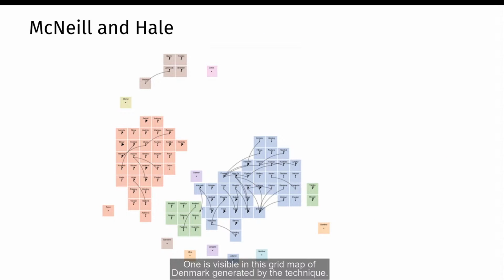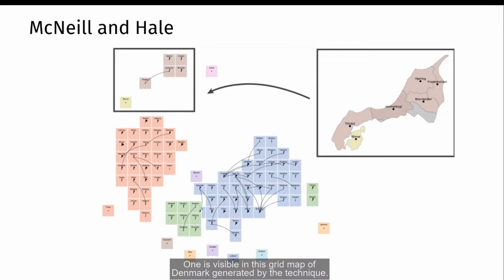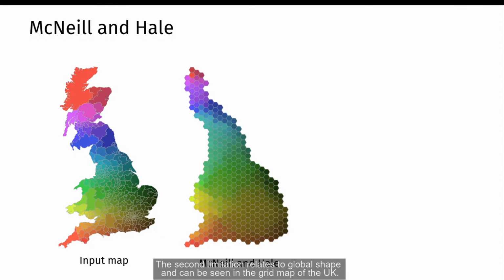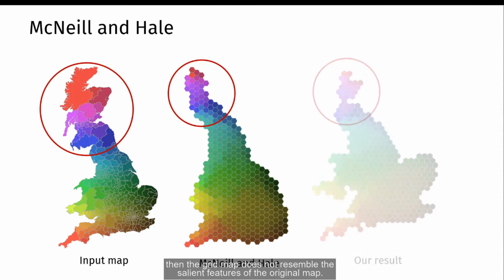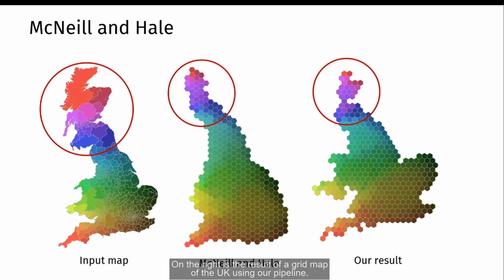One is visible in this grid map of Denmark generated by the technique. If you look at the highlighted region, it's discontiguous, giving the idea that there are two islands present in the brown region. However, the regional shape is connected. The second limitation relates to global shape and can be seen in the grid map of the UK. If we look at the highlighted region of Scotland over here, then the grid map does not resemble the salient features of the original map. On the right is the result of a grid map of the UK using our pipeline. Here, the global shape of Scotland is better preserved.